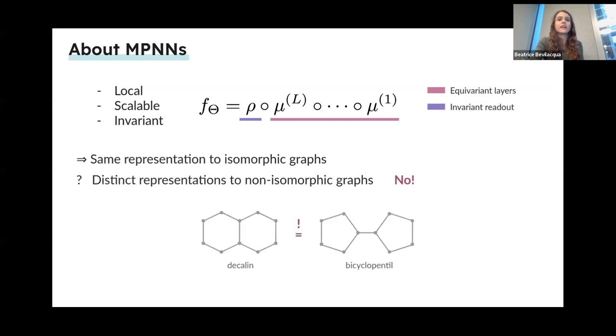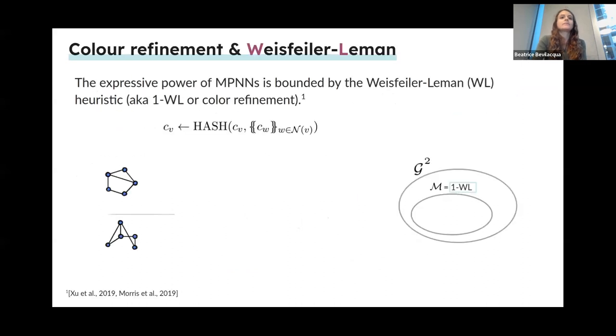But no matter how they are parameterized, they are not going to give different representations to all the non-isomorphic graphs, as is shown here, where we have two distinct graphs, which are definitely non-isomorphic, and in this case represent two different molecules that are not going to be given different representations by a message passing neural network, which means that they are not going to be distinguished by it. And this is because the expressive power of message passing neural networks is bounded by the WL heuristic or WL test, which is a well-known combinatorial heuristic used in graph theory to check whether two graphs are isomorphic.